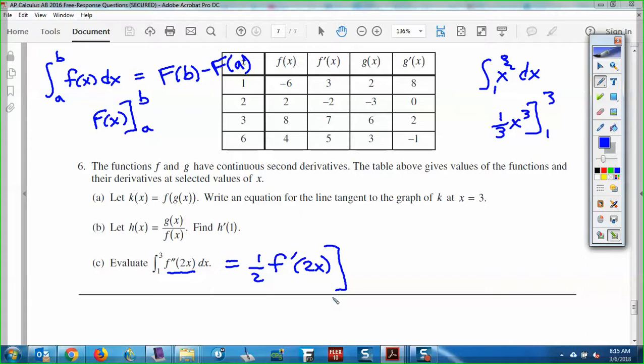But that's your antiderivative right there. And then we just put a 1 and a 3. So what are we going to have? We're going to have 1/2 f prime of 6 minus 1/2 f prime of 2. So show all your work here. You want to write this to this. And then we would just go up to our table. So that's what this would look like.